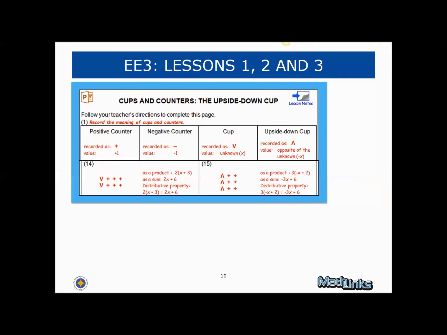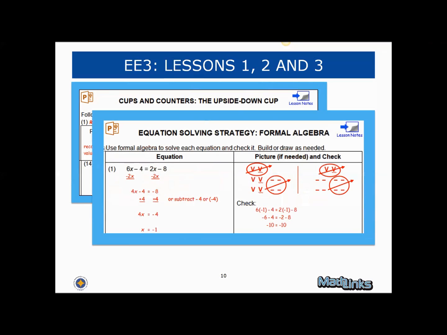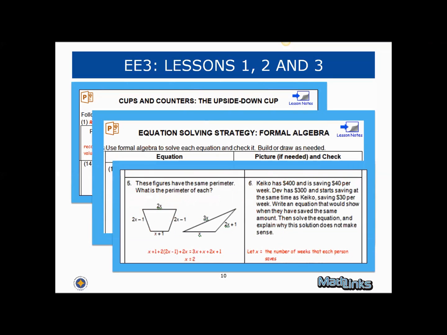It's the first time they see the upside-down cup to represent the opposite of a variable, as in the opposite of x. In Lesson 2, we try to convince students of the model's inefficiency, and so students begin to transition to formal algebra. In Lesson 3, students create and solve equations given a variety of contexts. Several word problems appear in this lesson.